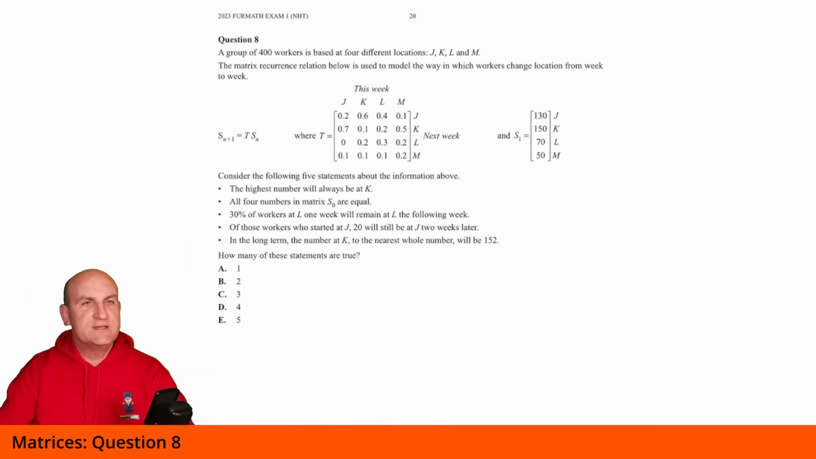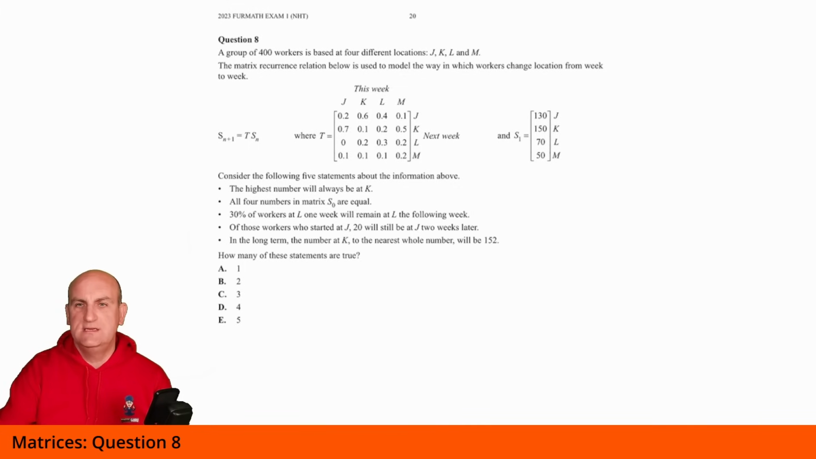Okay, so now moving on to question 8. A group of 400 workers is based at 4 different locations, J, K, L, and M. The matrix recurrence relation below is used to model the way in which workers change location from week to week. Okay, considering the following 5 statements about the information above, how many of these statements are true? Okie dokie. The highest number will always be at K.